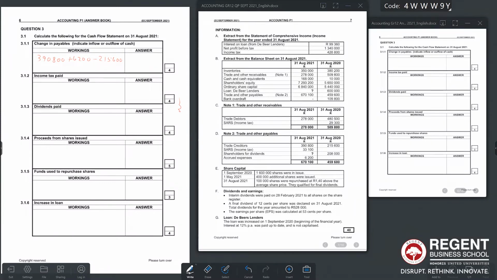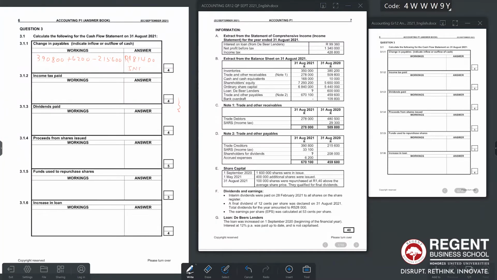And you ended up with, like those of you that put the answer, 181,400. Now my creditors have increased from last year to this year. It went up. So this will be regarded as an inflow. It's an inflow of funds.